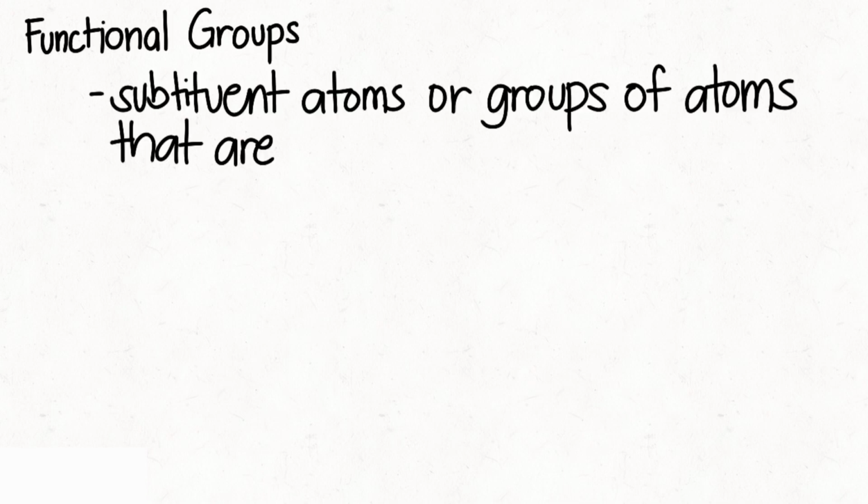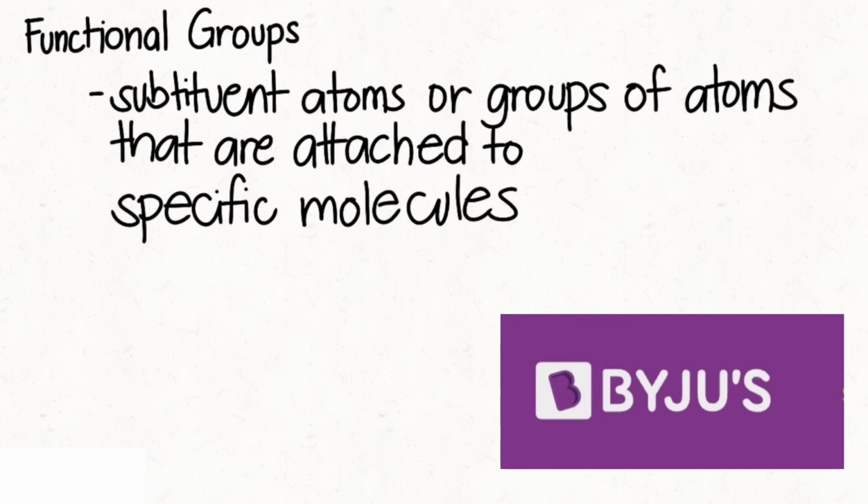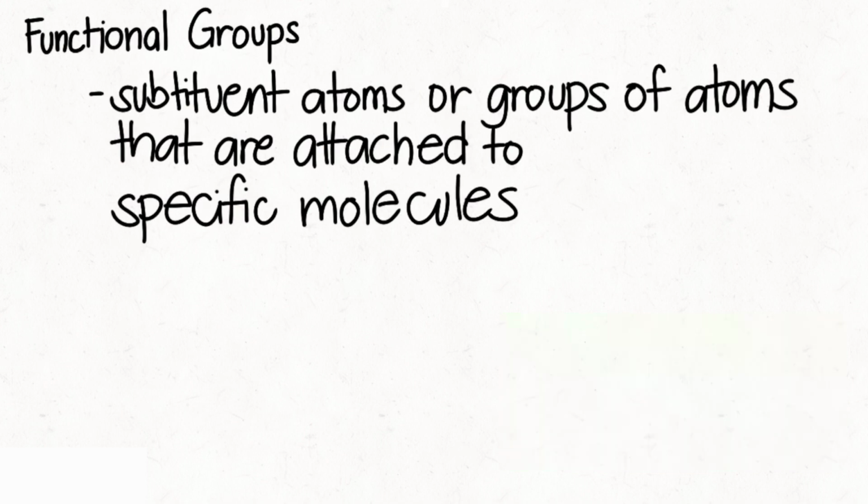Now let's discuss the functional groups. According to this website, functional groups are substituent atoms or groups of atoms that are attached to specific molecules. Now remember that functional groups are organic compounds. That's why they are being studied in organic chemistry. And they are organic compounds because they are commonly made up of carbons.